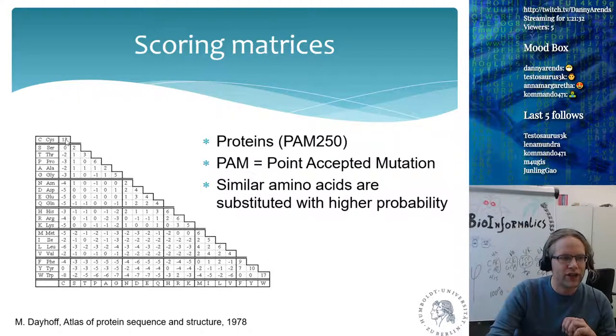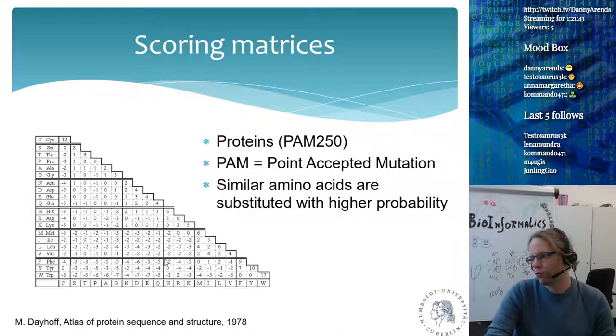The cysteine itself is relatively well preserved, and that also holds for the tryptophan, because they are amino acids which are very special. But don't worry about those.